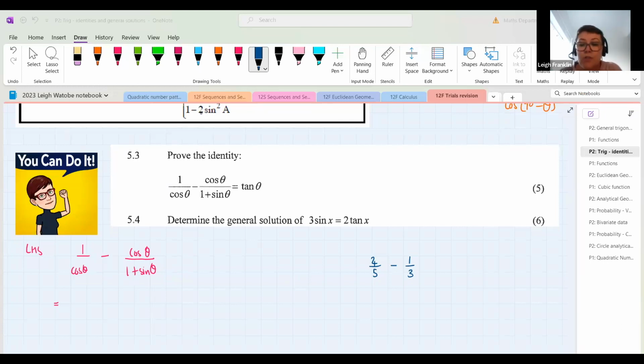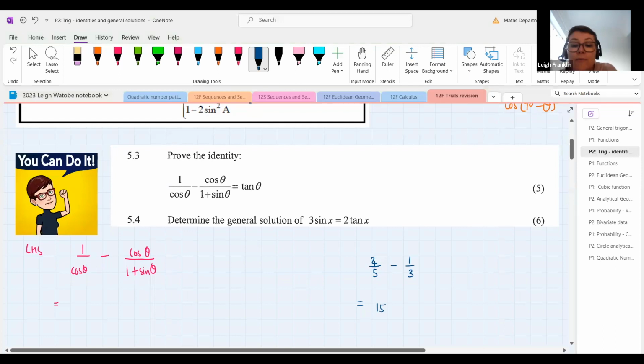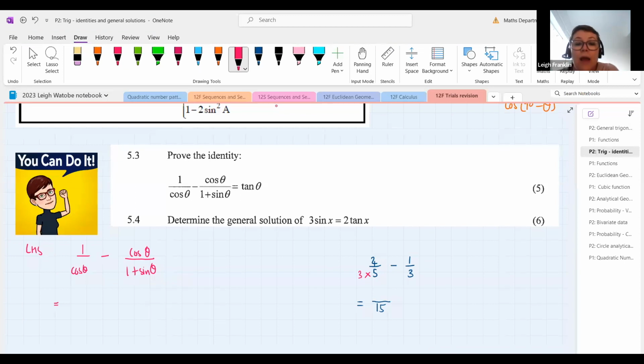So I would look at my two denominators and I would say, in this case, okay, my lowest common denominator is going to be the product of 5 and 3. So my lowest common denominator is going to be 15. And then what I would do is I'd say, okay, I need to times this by 3. And what I do to the denominator, I do to the numerator. So I've got 15 at the bottom. That means I would have 12 at the top.